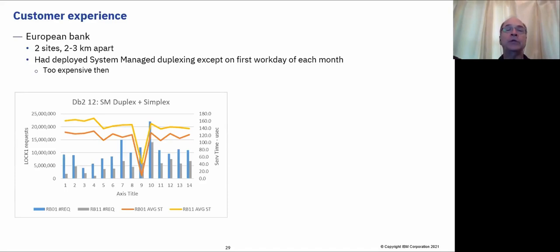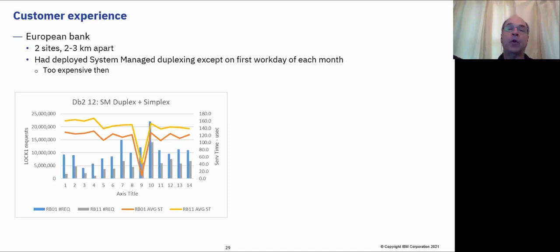The European bank has two sites. They're between 2 and 3 kilometers apart. It's not that the sites move, it's that there are different cable runs. So one cable run is about 2 kilometers long, the other cable run is about 3 kilometers long. And they had deployed system managed duplexing, that is synchronous SMD, but the cost of doing so was overwhelming on the first workday of each month when all of the bank balances changed and people were checking and taking out money and all of this. So they actually turned off synchronous SMD on the first day of each month.